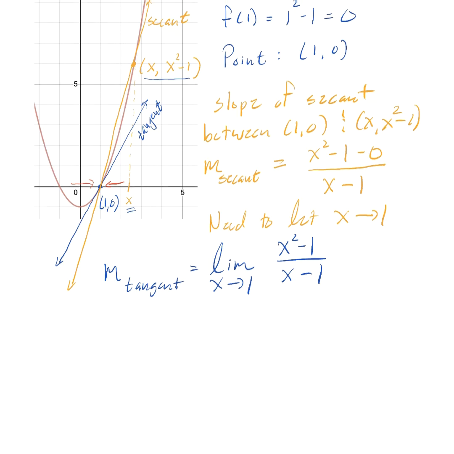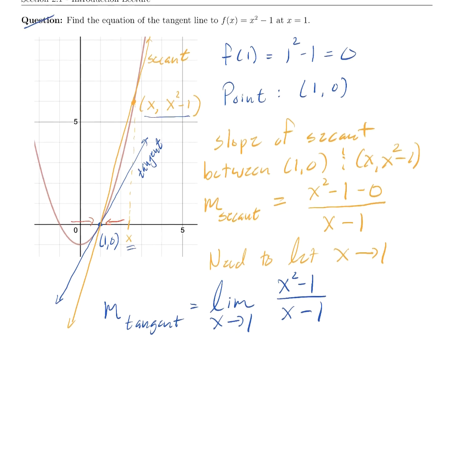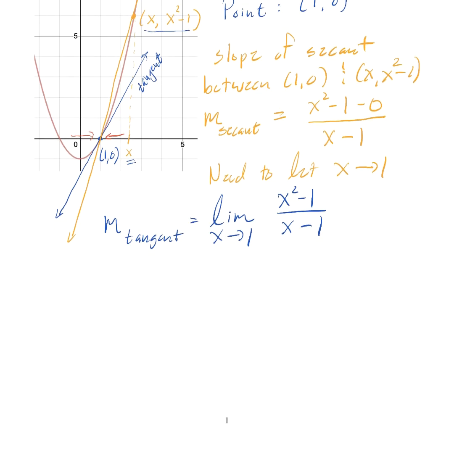Okay, so again, we found the slope of a secant line. We want the value x to approach 1. And if it does, that point's going to move down the curve, and our secant lines will look more and more like that tangent line. And if we can evaluate this limit, we will get the slope of the tangent line. And this is a limit that we saw how to handle previously. So this is the limit as x approaches 1 of x minus 1 times x plus 1 divided by x minus 1. And we should be able to quickly see that that limit is 2.